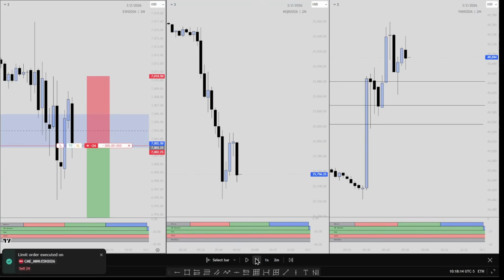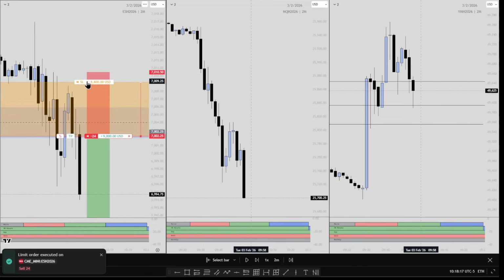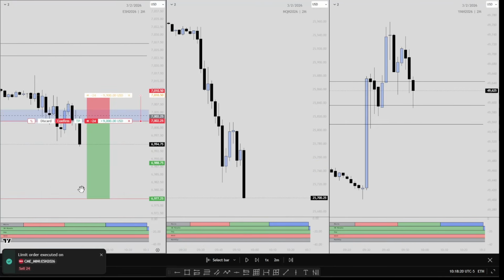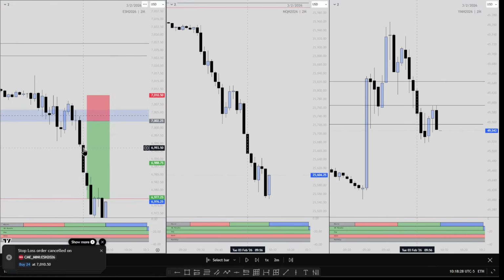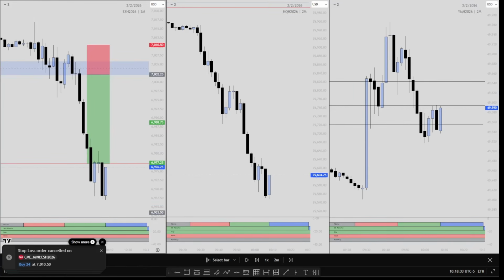We get triggered into the trade, right? And let me just place the stop loss and the take profit as well, right? And then we will see what happens with the trade. So the trade eventually pans out and it hits our take profit just like that. And that is the 2-minute time frame entry that I used.